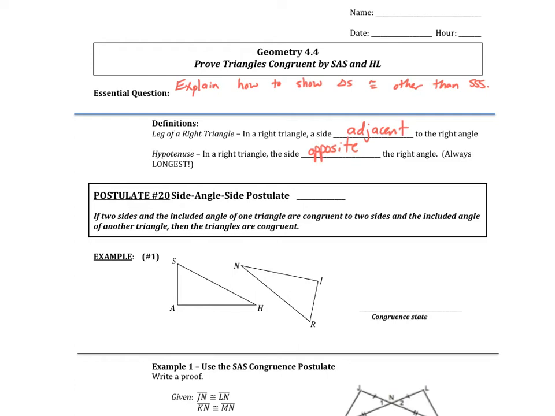4.4 is on a couple other ways to prove triangles are congruent. So what we're basically going to answer is: explain how to show triangles are congruent other than using side, side, side. So we're going to learn a couple other methods.